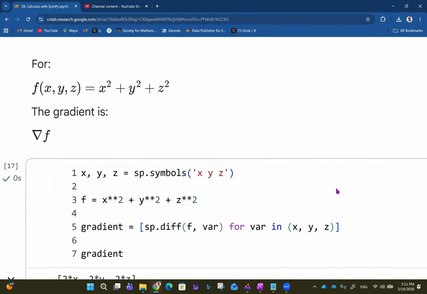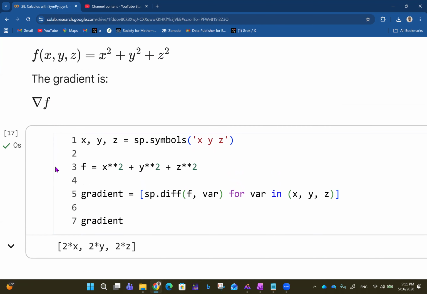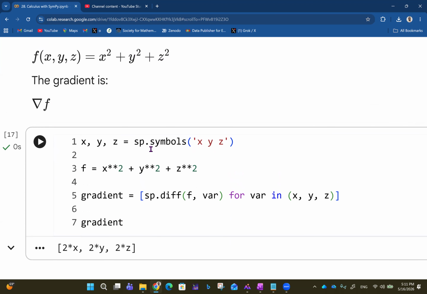So for f of x, y, z equals x squared plus y squared plus z squared, the gradient is del f. So you have x, y, z as SymPy symbols. The gradient is now going to be SymPy differentiating f with respect to the variables x, y, and z.